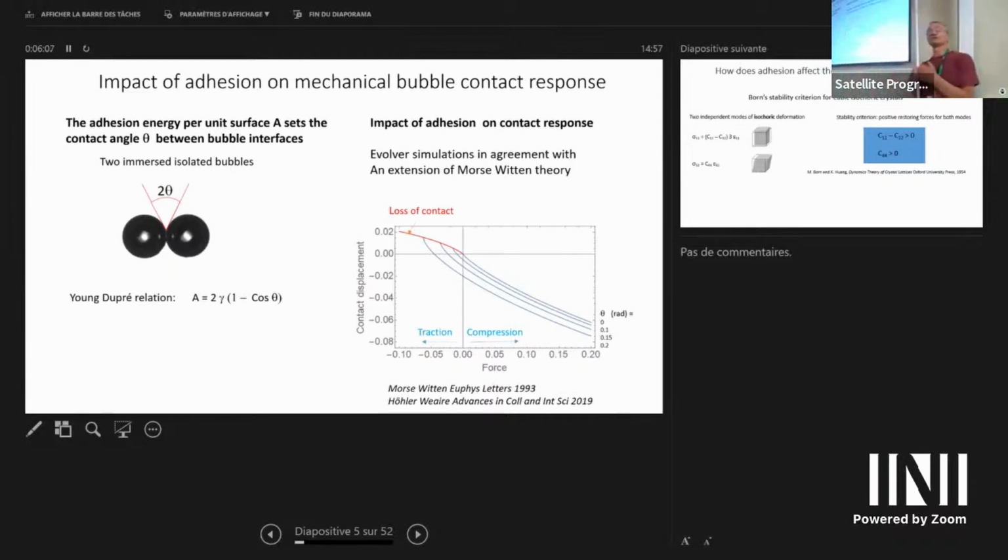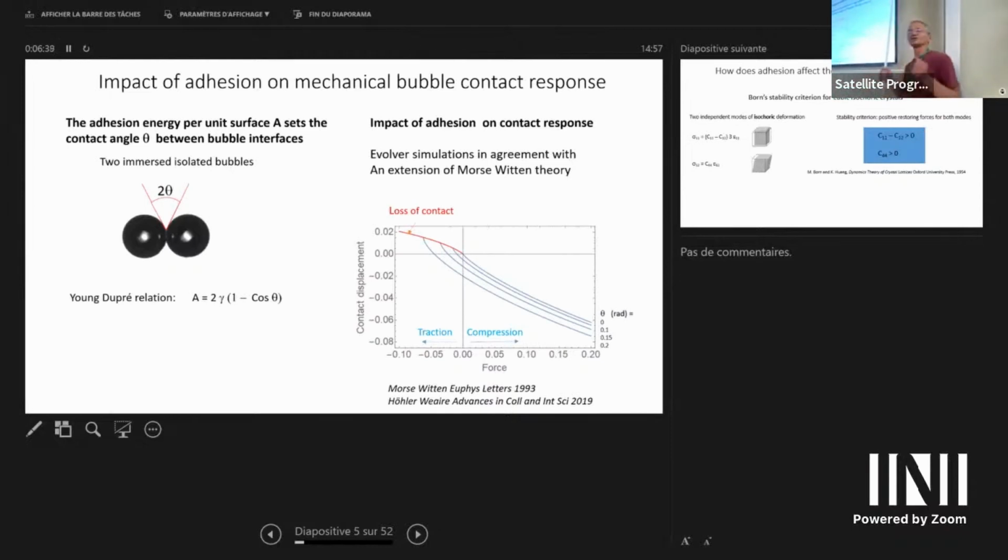If you've got no adhesion at all, it's just the two spheres sitting there and touching tangentially. If you introduce an adhesive energy, then there will be a contact angle. These interfaces will meet at a non-zero angle, which is larger and larger to the extent that you have stronger adhesion. There's the Young-Dupré relation, which is a simple force balance condition, which relates the intensity of the adhesion energy and its angle. Okay, and what happens if you pull on that system?